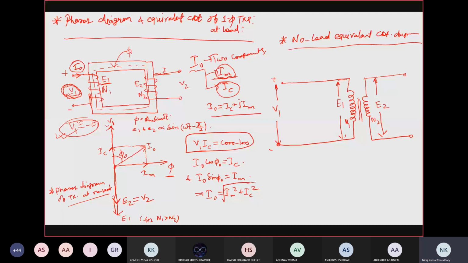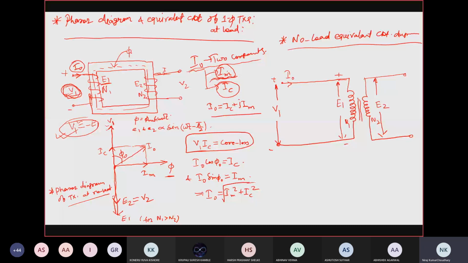Now what we have discussed, this I naught has two components, IM and IC. So you know that IM is your inductive current, so we will have to use an inductor in the circuit. So this is suppose your XM, right? And the current flowing through this XM is IM.